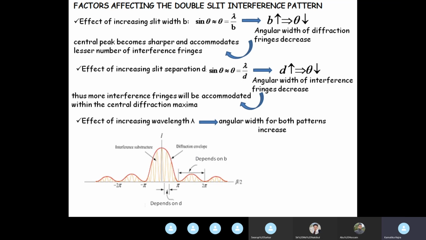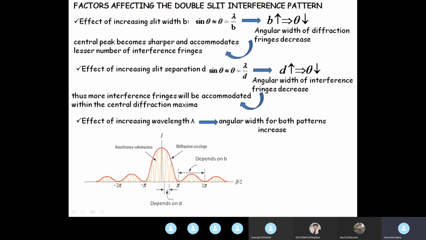So once again, I keep an eye on this figure, so you can realize that this is a very, very important figure in terms of double slit diffraction pattern. These are the interference fringes enveloped by the diffraction curve so that we get a modulated pattern, and the angular width of the diffraction pattern depends on B, the width of each slit, whereas the angular width of the interference fringe depends on D, the slit separation.